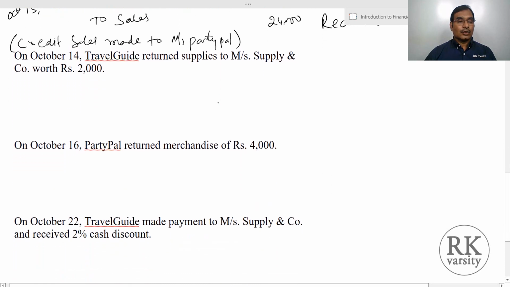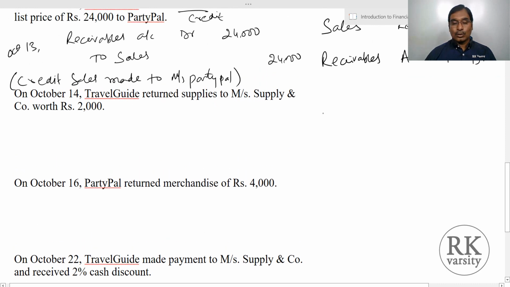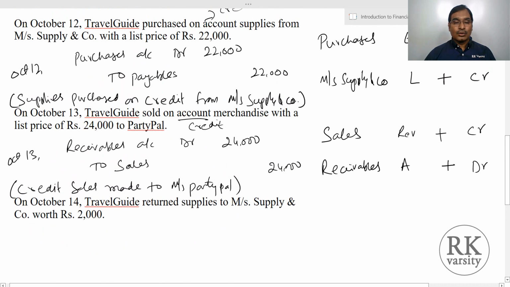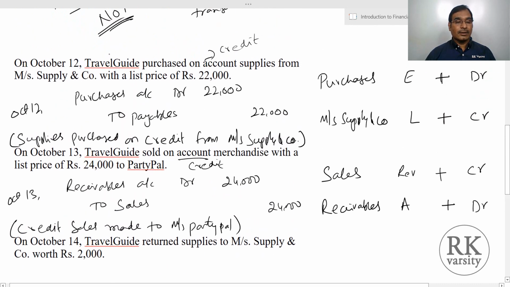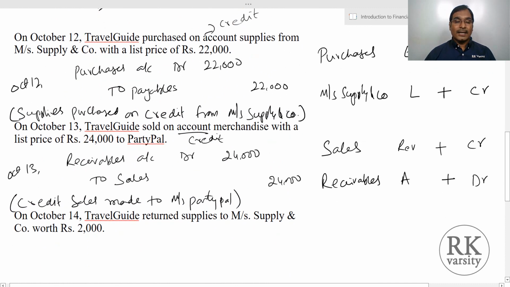Now on October 14th, Travel Guide returned supplies to Messrs. Supply and Co. worth rupees 2,000. So here two things. One is your Supply Co. You purchased goods from Supply Co. Here you can see Travel Guide purchased on account supplies from Messrs. Supply and Co., and you created an account called payables, and this is your purchases.